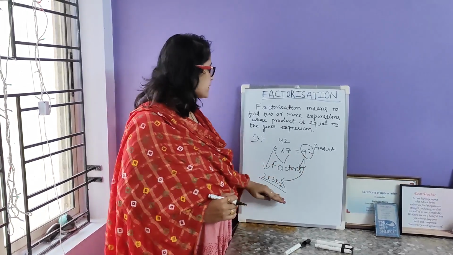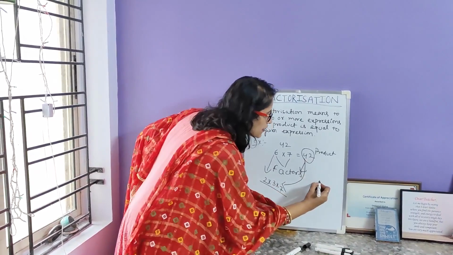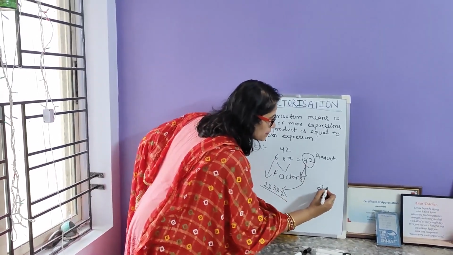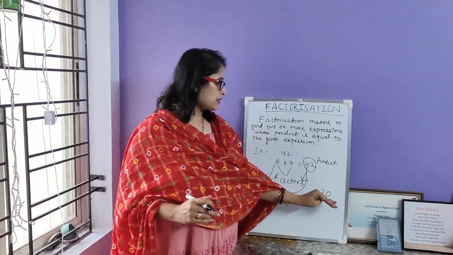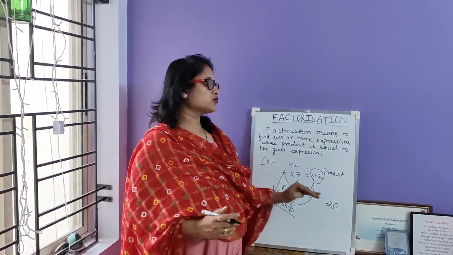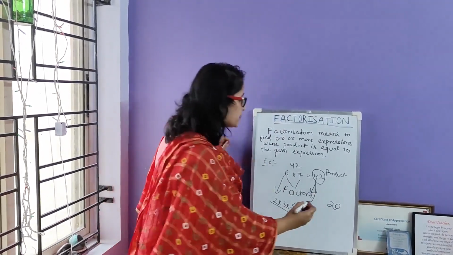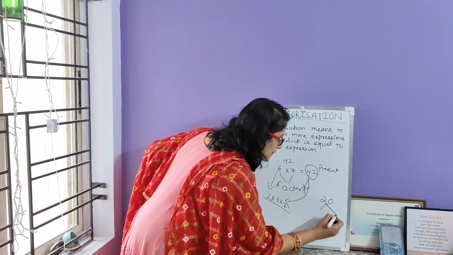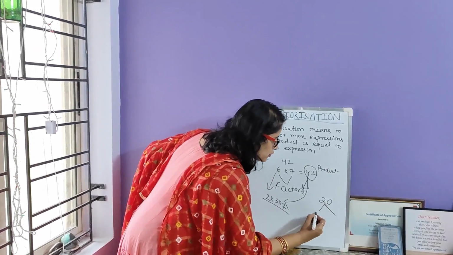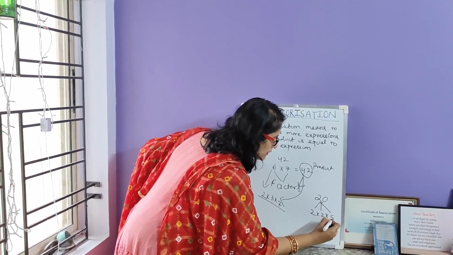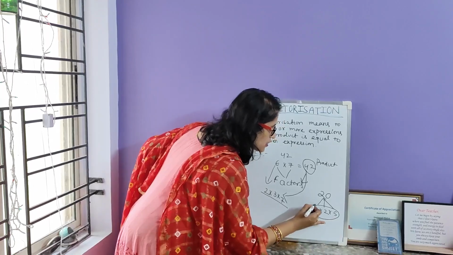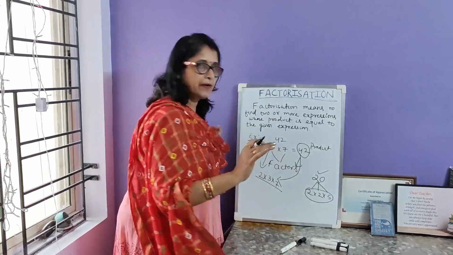In this way, when we have any product, for example 20, and I want to factorize this 20, we need to break it into prime factors. So what I will do is 2 multiply 2 multiply 5. So these are the factors of 20, and these are the prime factors.